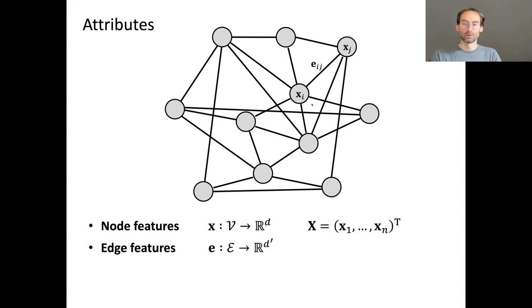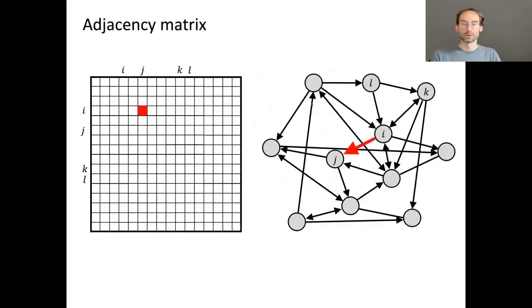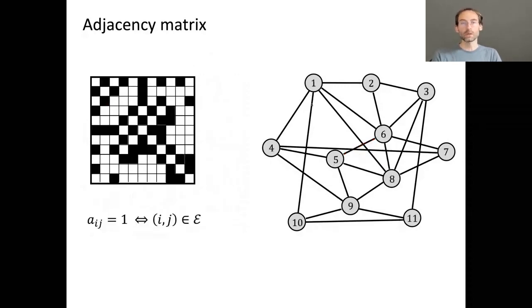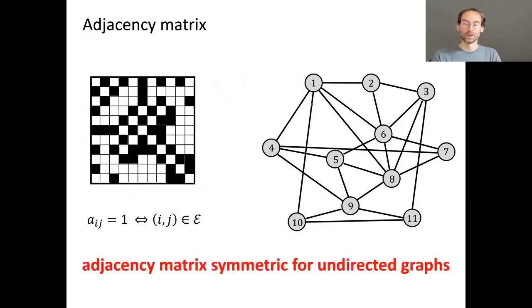And a particular setting of it is a weighted graph, where we have some, let's say, non-negative weights on the edges. So the structure of the graph can be represented by what is called the adjacency matrix. So it's a matrix which has non-zero values at positions which correspond to edges and zero elsewhere. And we know that for undirected graphs, the adjacency matrix is symmetric.